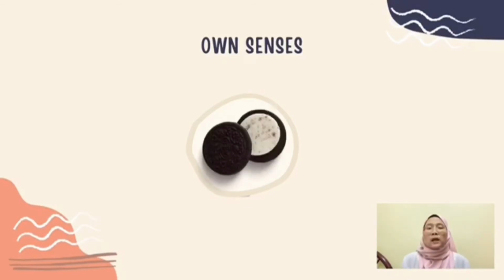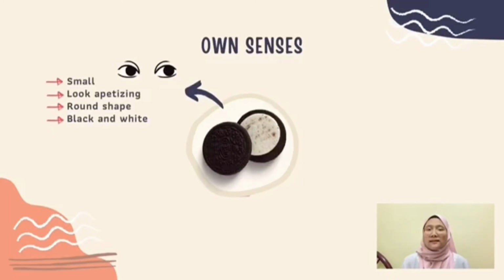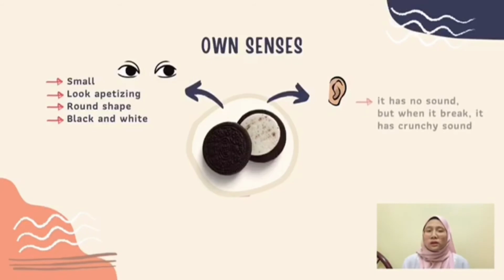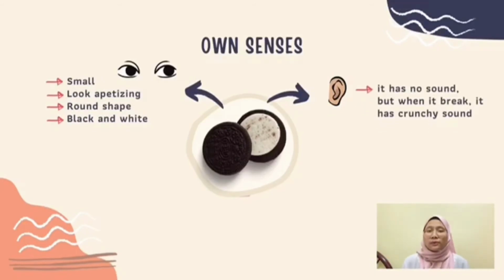So, in this picture, I bet everyone knows that this is Oreo. It's a kind of food. The first sense is sight. We use our eyes to see. When we see Oreo, we know that it is small, looks appetizing, has a round shape, and the colors are black and white. Next sense is hearing. Actually, it has no sound, but when we break it while we eat it, it has a crunchy sound.